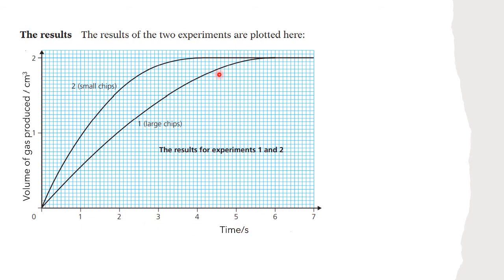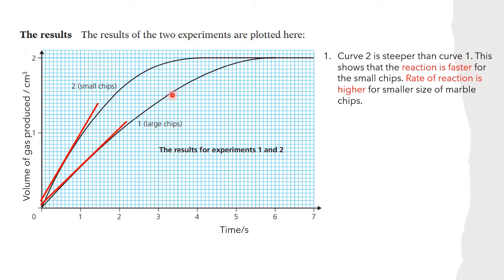So kalau tengok based on the graph kat sini, kita boleh tentukan which experiment has higher rate of reaction and which experiment has lower rate of reaction. Based on the graph, kalau kita lukis gradient, gradient atas, gradient bawah. So gradient for the small chip is steeper than the gradient for the large chip. So we can say that rate of reaction for the second reaction is higher than the first one.